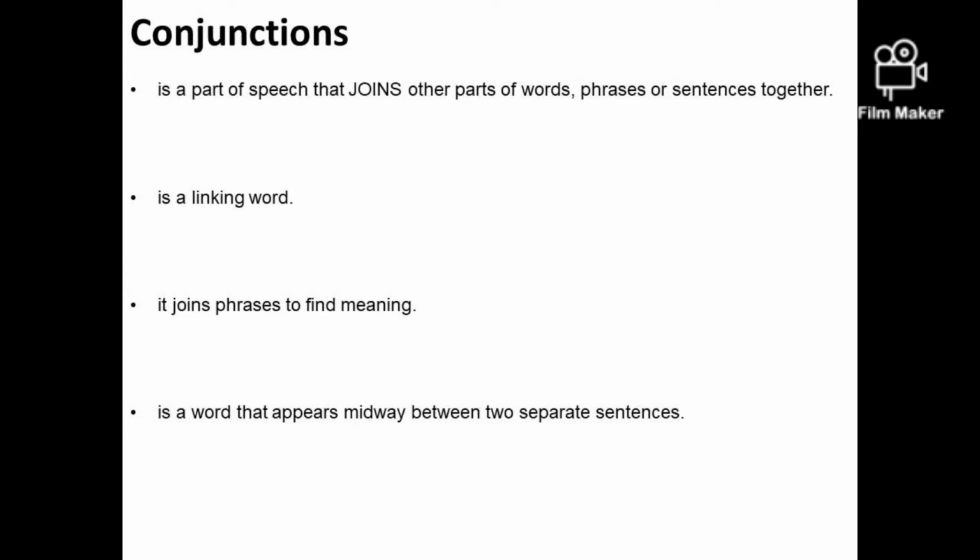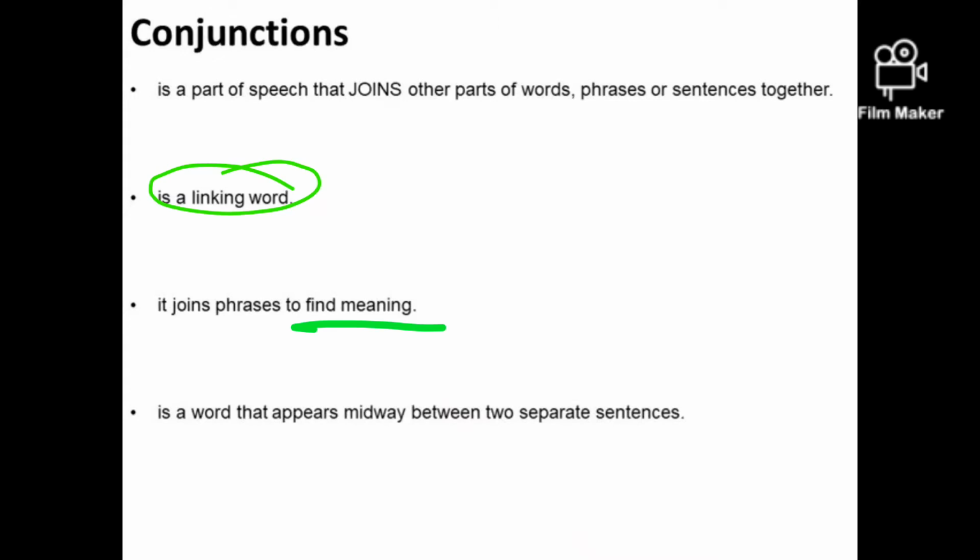A conjunction is a part of speech that joins other parts of words, phrases, or sentences together. A conjunction is simply a linking word. It's a linking word in a sense that it joins phrases, sentences, and clauses together to find the meaning. So that is a conjunction. It's simply a linking word.